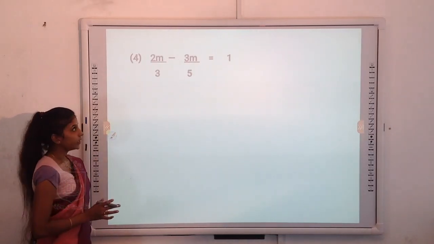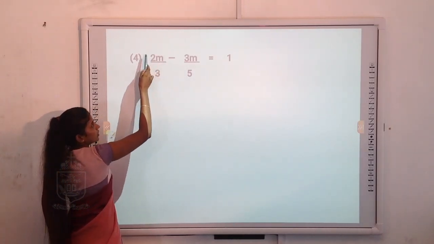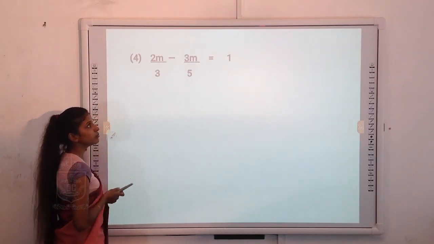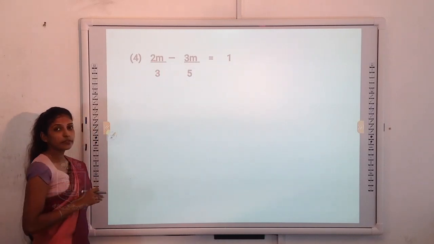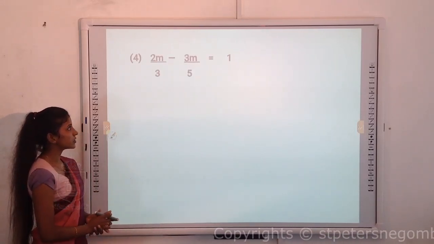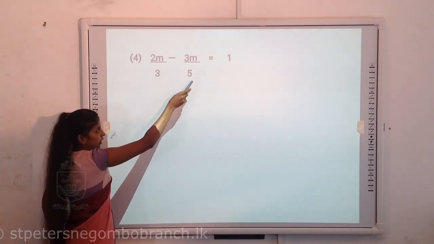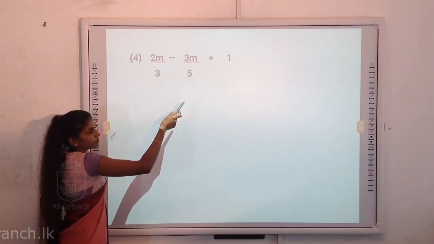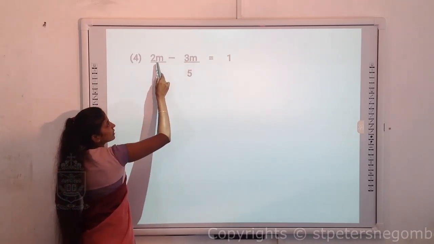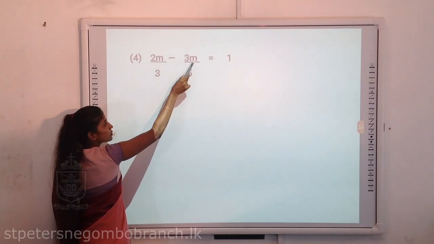So another example, you all can see two fractions are there, two algebraic fractions. Here an algebraic fraction with m. Here also you all can see an unknown term, m is present. So how to simplify these types of equations consisting of fractions? Now you all can see here the two fractions are separated and they are subtracted. The denominators are different, here 3 and 5. So we can't subtract these numerator values, since the denominators are different.